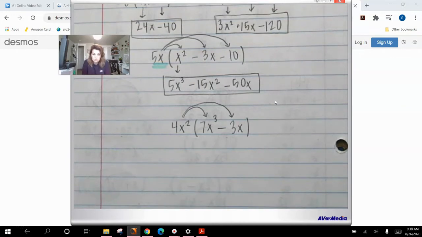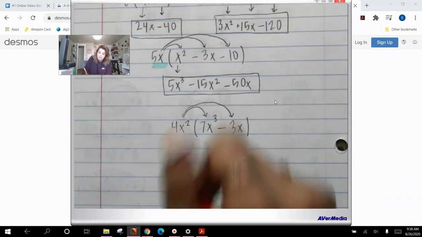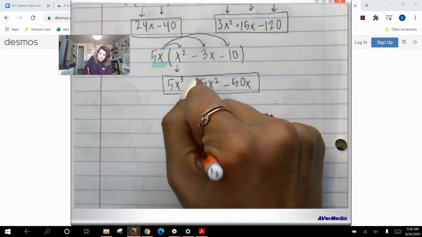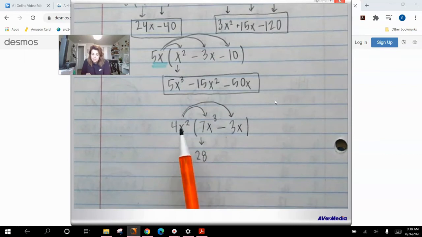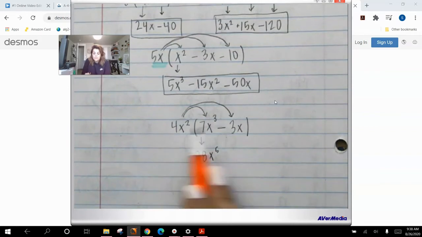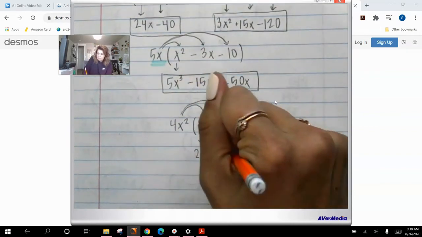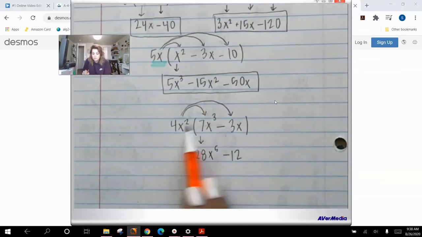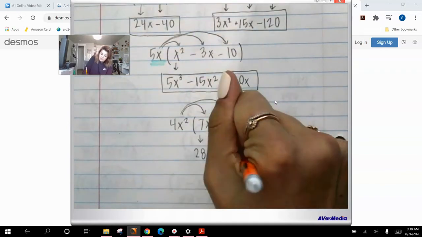Okay, hopefully you truly, for realsies, tried it. So you multiply the numbers together. 4 times 7 is going to give you 28x squared times x cubed. You have 1, 2, 3, 4, 5 x's now, so that's going to be x to the 5th. 4 times negative 3 is negative 12, and you have 1, 2, 3 x's. So this is x cubed.